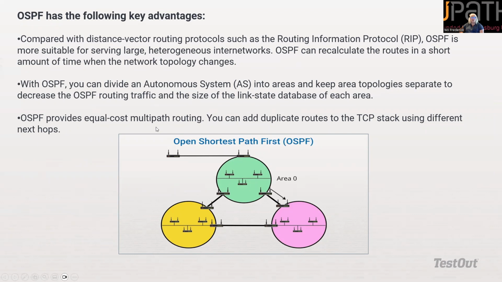Also, it provides equal cost multipath routing, so you can duplicate routes to the TCP stack, the Transmission Control Protocol stack, using different network hops. So this is what it looks like when we're talking about the shortest path. This guy here is looking for the shortest path for me to get to one of these and then get down here. And this is what it's found as the shortest path in these particular neighboring areas.